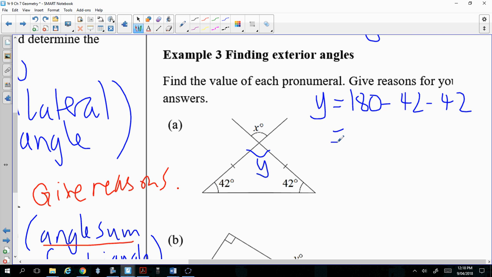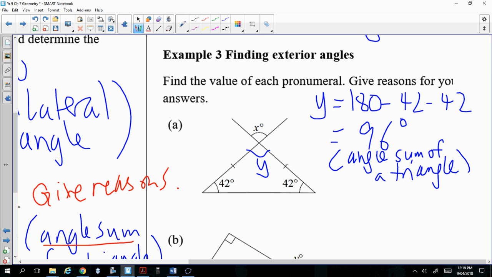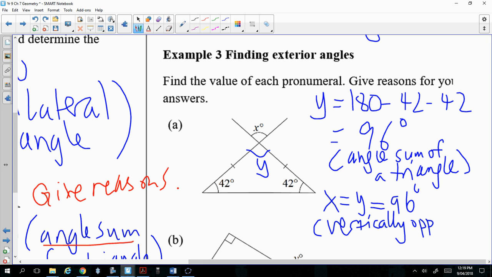What's y equal to? 96? Yes, it is. Good. And give a reason: angle sum of a triangle. And once you do that, you have to find x, but x equals y equals 96 because vertically opposite. You don't have to say vertically opposite angles are equal. Just say vertically opposite. We'll know what that means.